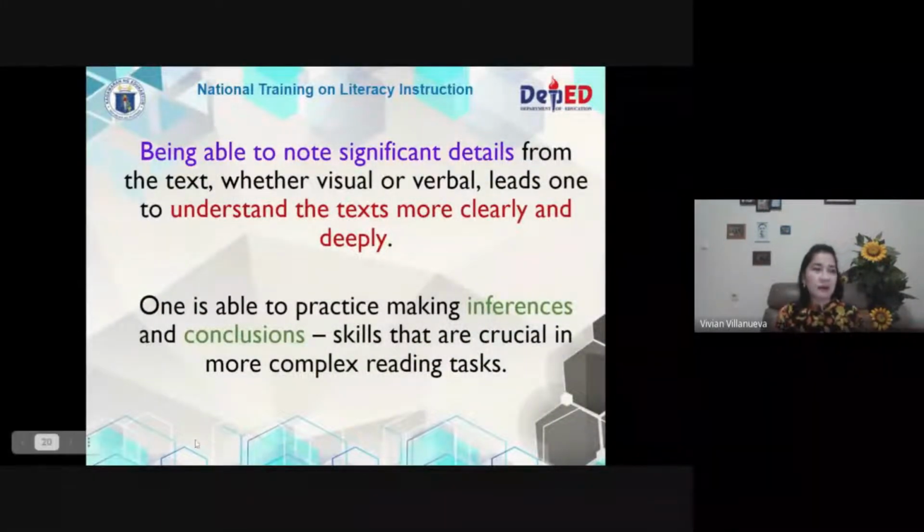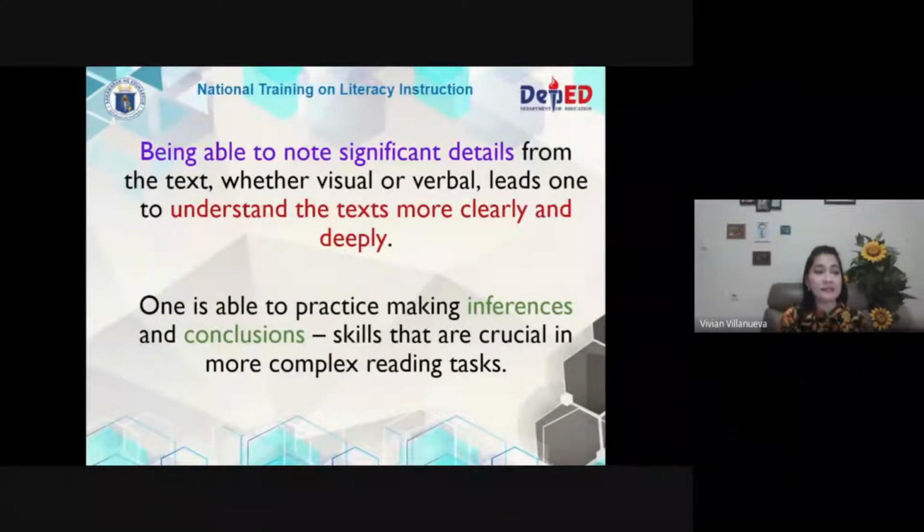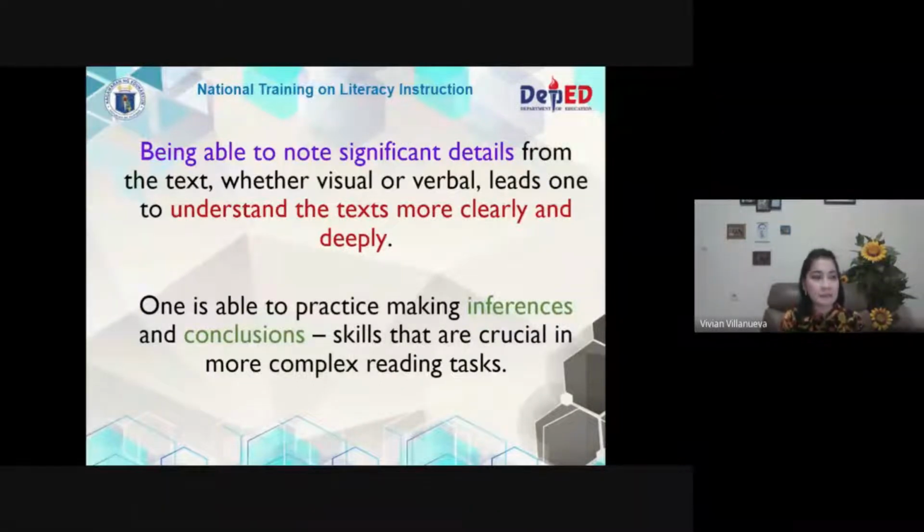So, we've been talking about noting significant details. These details are the ones that good readers and authors use to emphasize the elements of the literary text or key information of the informational text. Yun lang yun, to spot on those. And I think you know and understand that clearly, right?